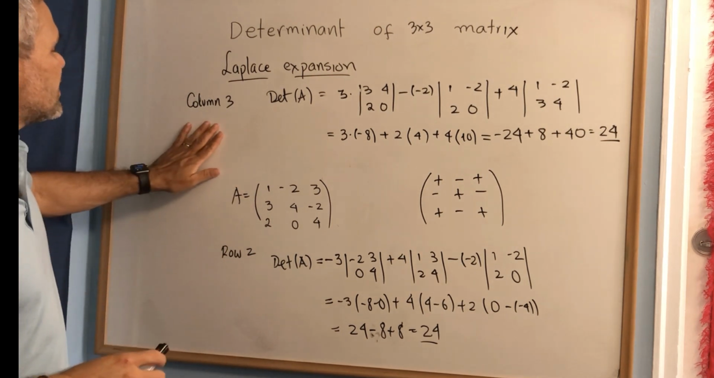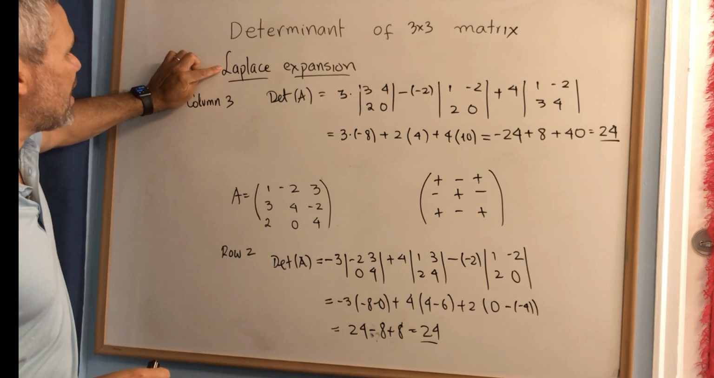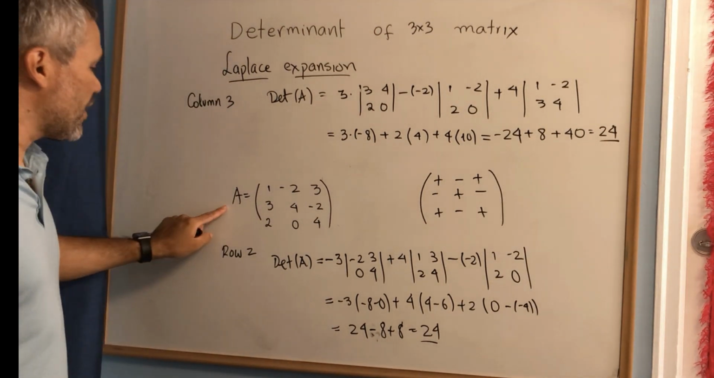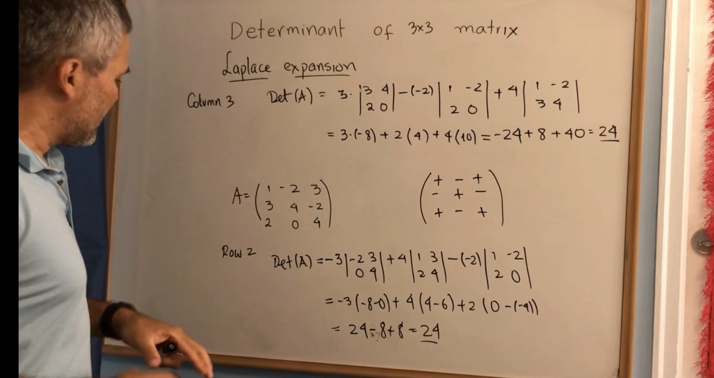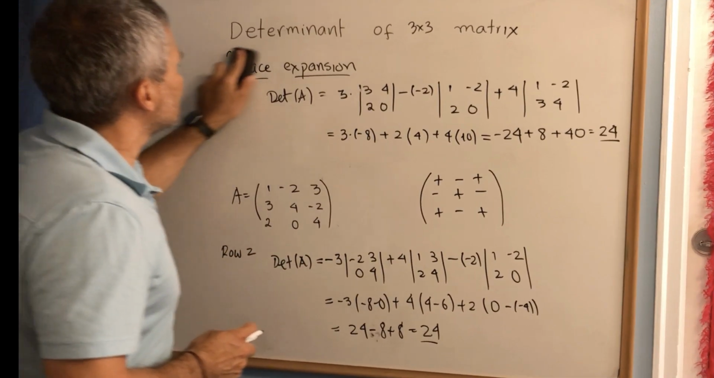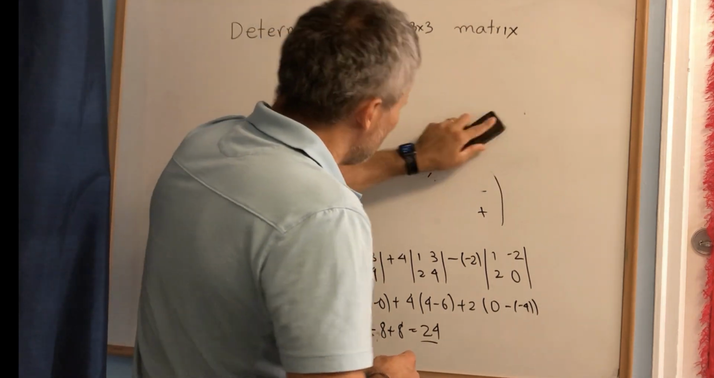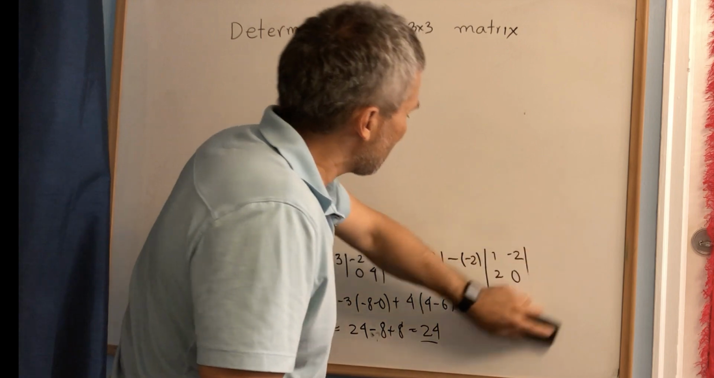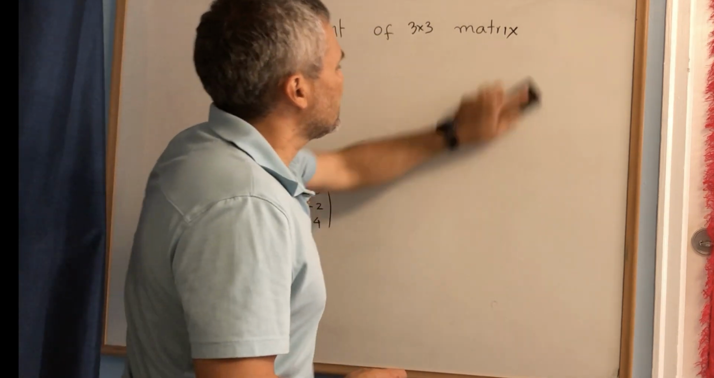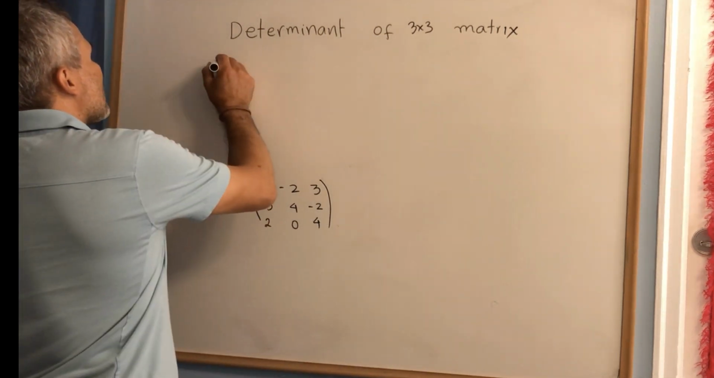Remember, these are examples of computing the determinant using Laplace expansion. Let's see a third way to compute the determinant of this matrix. Before doing that, I want to explain some matrices whose determinant is very easy to compute. And let me talk about a matrix that is upper diagonal.